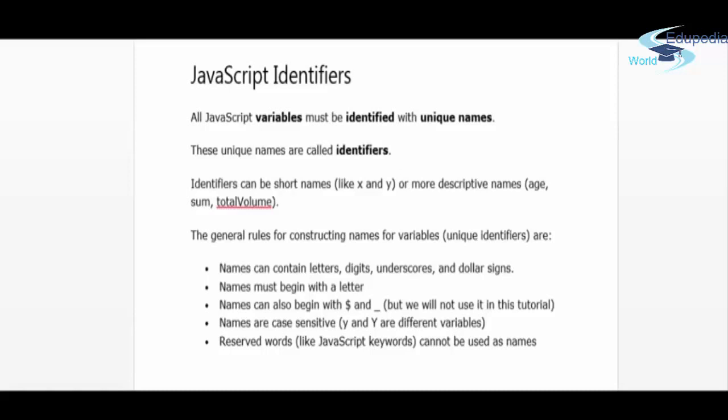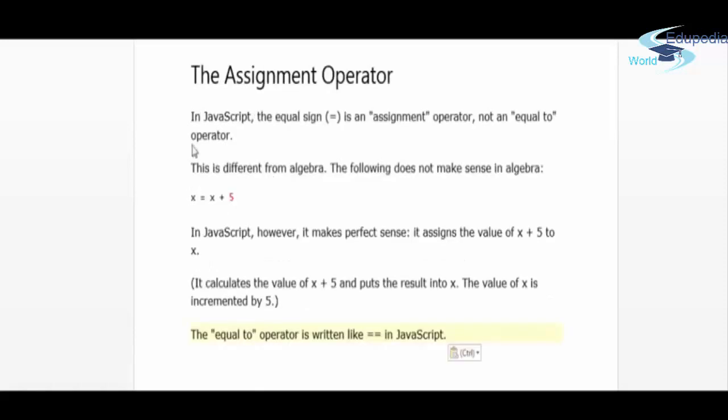All right, let's move on to operators. We have the assignment operator. In JavaScript, the equal sign is an assignment operator, not an equal to operator. This is different from algebra. The following does not make sense in algebra: x is equal to x plus 5. In JavaScript, it makes perfect sense. It assigns the value of x plus 5 to x. It calculates the value of x and puts the result into x. The value of x is incremented by 5.